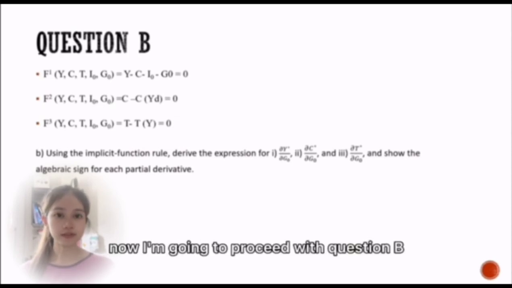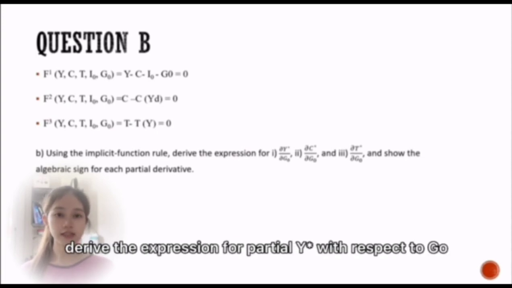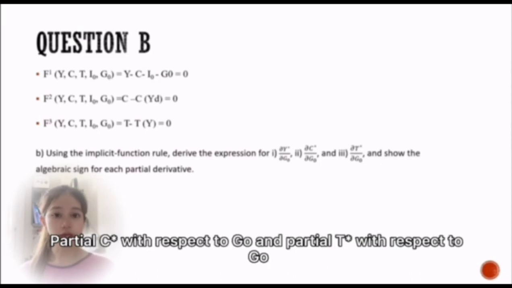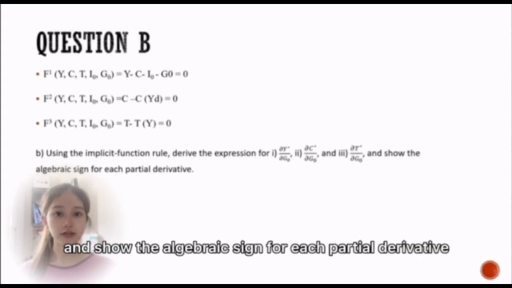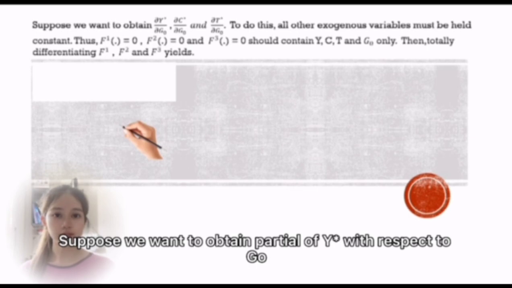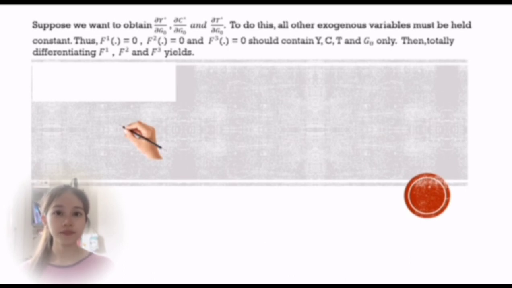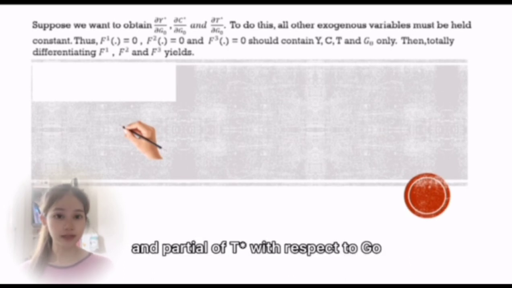Now I'm going to proceed with question B. Using the implicit function rule, derive the expression for partial y with respect to g, partial c with respect to g, and partial t with respect to g, and show the algebraic sign for each partial derivative. Suppose we want to obtain partial of y with respect to g, partial of c with respect to g, and partial of t with respect to g.